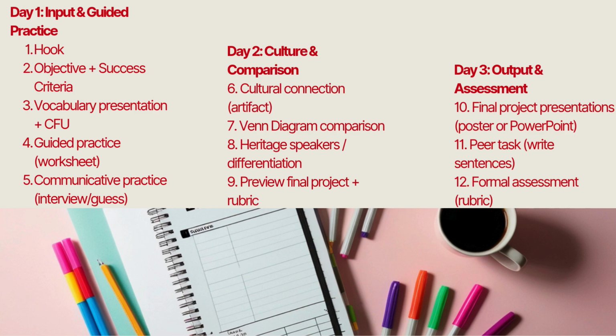Day 3, output and assessment. Number 10, final project presentations. It could be the poster or the PowerPoint. Number 11, peer task. You're going to have your students write sentences while they see the presentations. And number 12, formal assessment. That is the rubric. Got it? Good. Now, let me show you exactly how to fill each part using a real example.